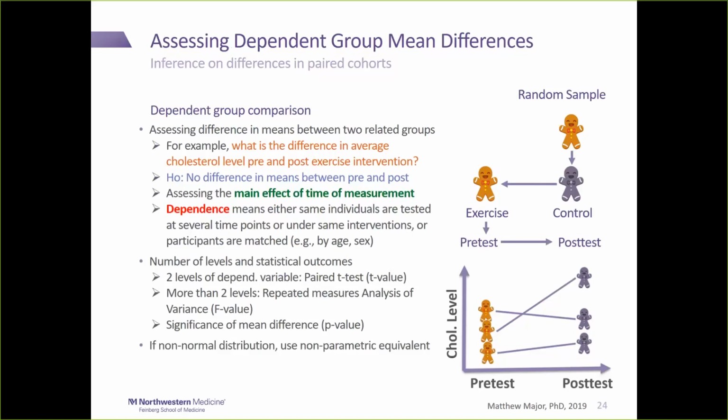If we have a non-normal distribution, we're using the non-parametric equivalent. In this case, if we have two levels of the variable, we're using the Wilcoxon signed rank test. If it's more than two levels, we're relying on the Friedman test.